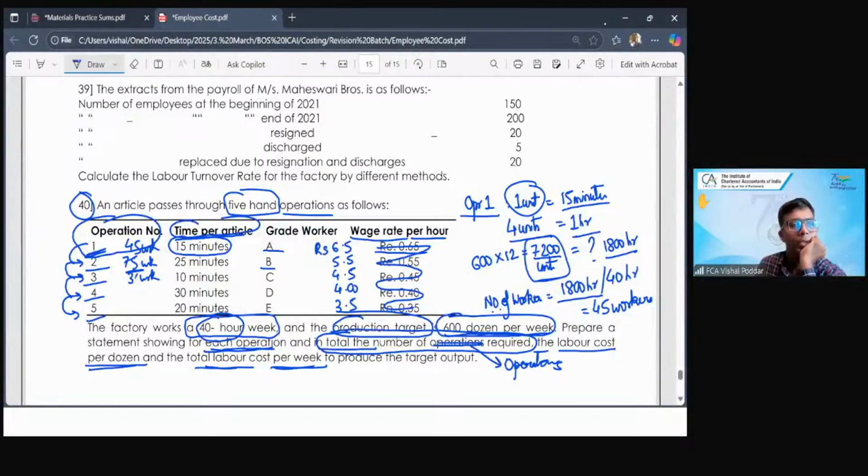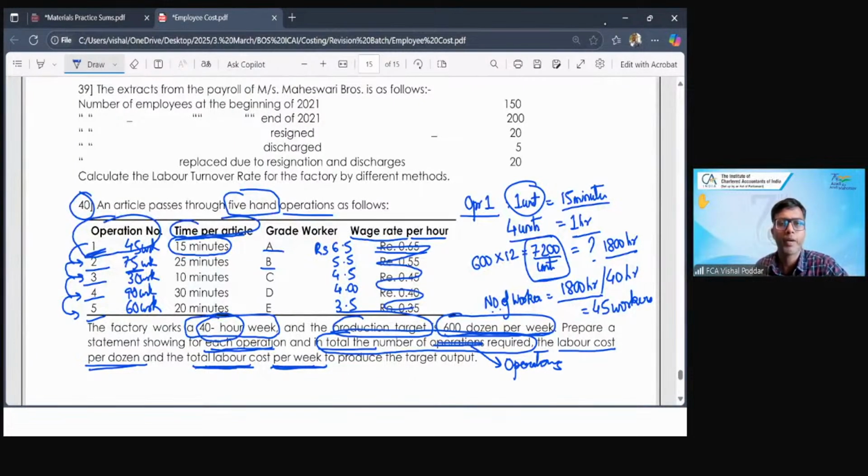Yes, divide by 3, multiply by 2. Divide by 3, multiplied by 6. So 90 workers. Divide by 3, multiply by 4. 60 workers. So this is what I'm getting, students, with this calculation. Correct? Now, we have to find out labor cost per week.